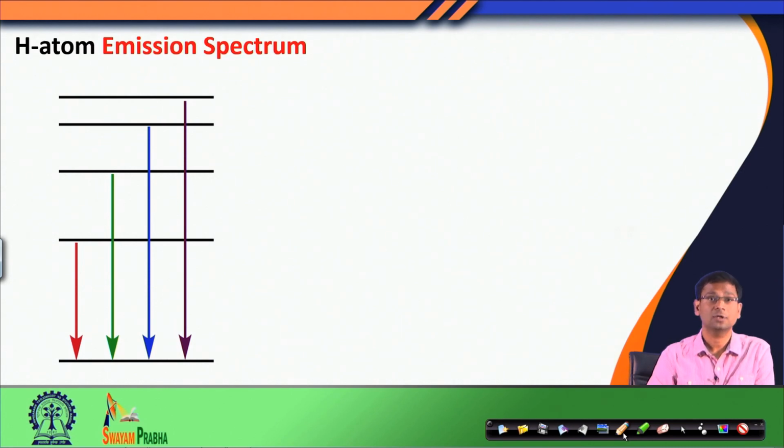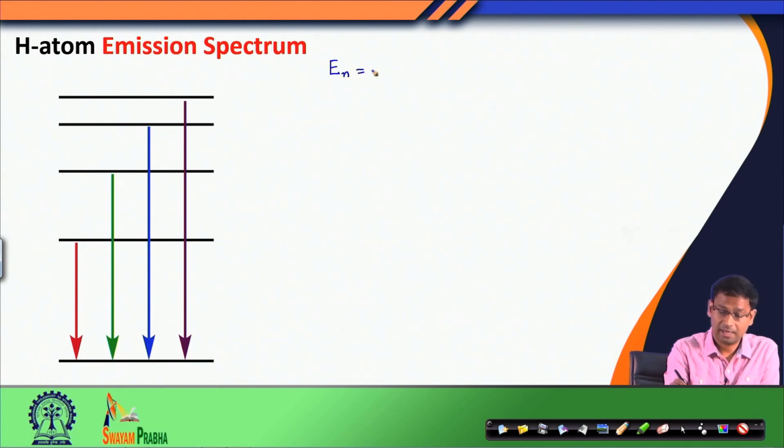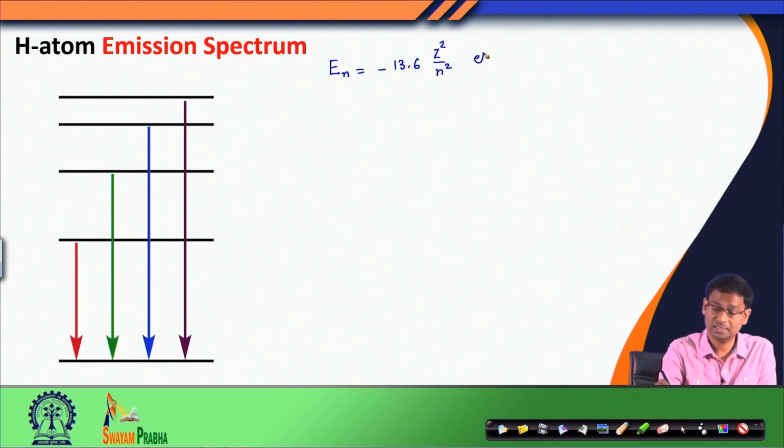But before that, we would look at whether our quantum mechanical solution is able to express the hydrogen atom's emission spectrum. To do that, we would start with this energy expression: E_n equals minus 13.6 electron volt Z squared divided by n squared. This is written in electron volt unit.